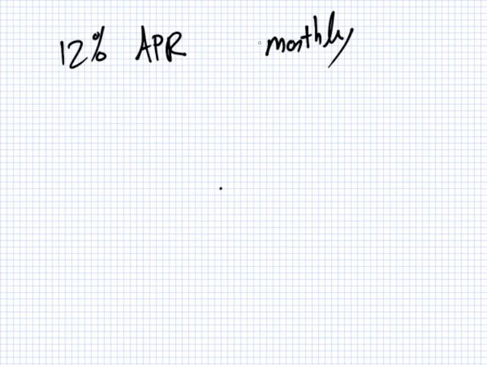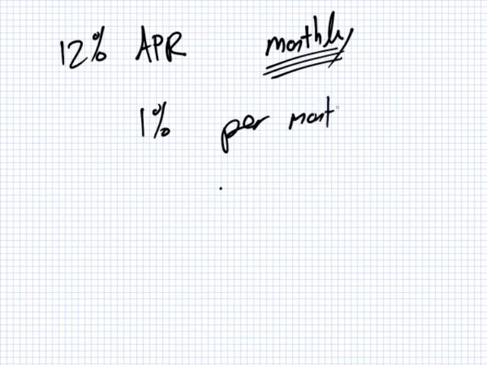But the interest is paid monthly. So with APR, if it's 12% a year but it's paid monthly, then that means it's 1% per month. The other thing about APR is you need to know how often it's paid, and it's this number divided by how often it's paid. So monthly means it's 12 times a year, so it's 12% divided by 12, which is 1%.